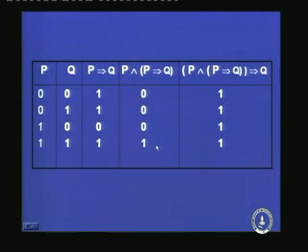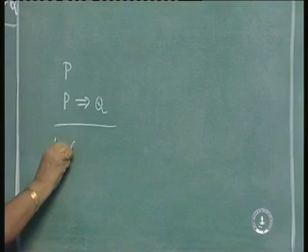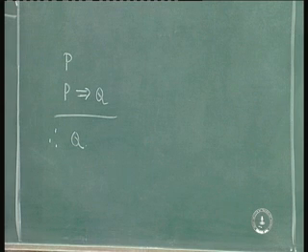Now the last column stands for the entire statement, P and P implies Q implies Q. This will be true if the antecedent is false or the consequence is true. So in these 3 rows the antecedent is false, so the compound statement will be true. In the last case, when the antecedent is true, the consequence is also true. So this compound statement is again true. So if you look at the last column, you always have 1, it is a tautology. This is called modus ponens, and when you write it as a rule of inference, you write P implies Q and P, and from this you conclude Q.